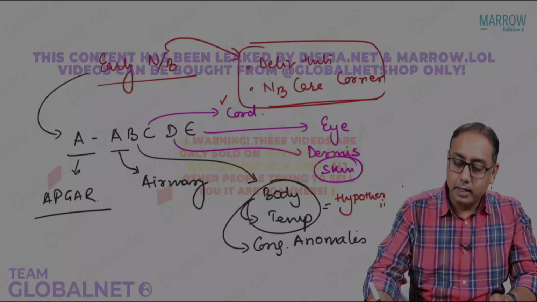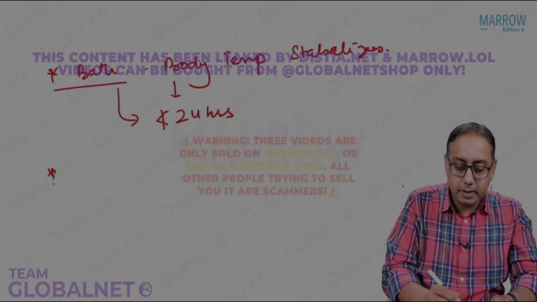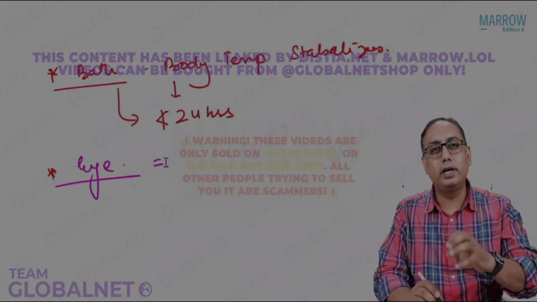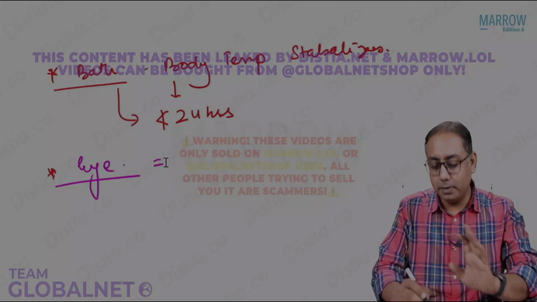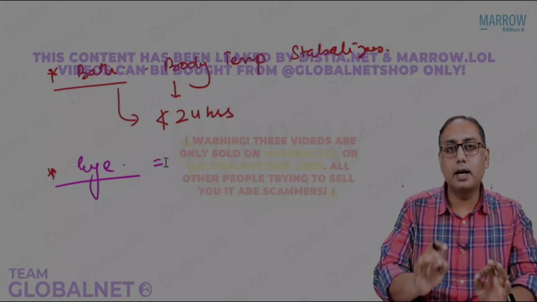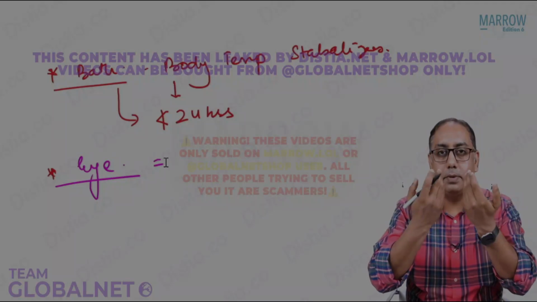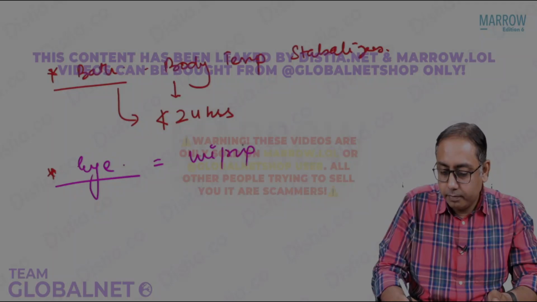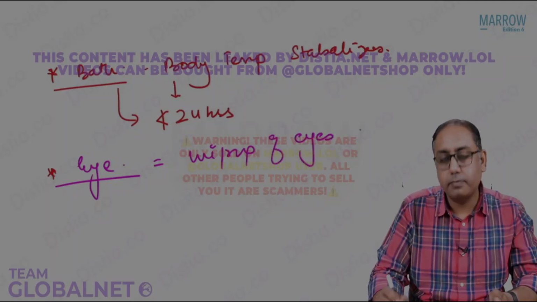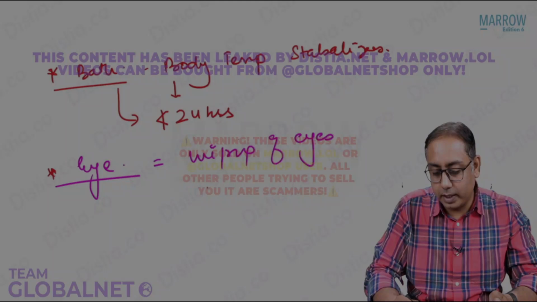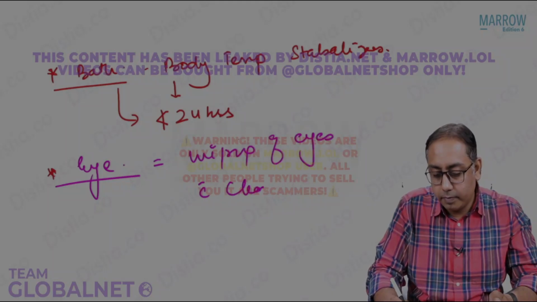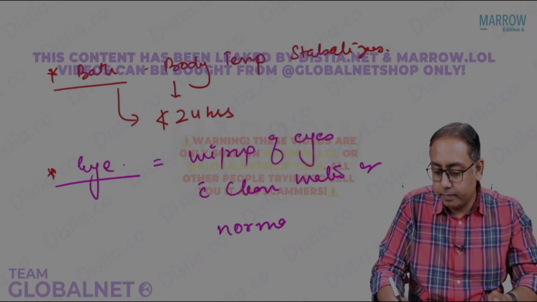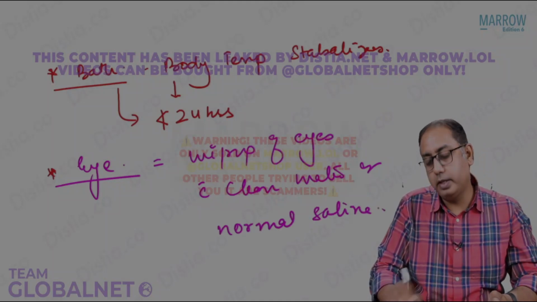Then is eye care. As far as the eye care is concerned, beta, just one MCQ. Earlier for eye care, we used to put silver nitrate and any ointment, something like that. Please note, the current guideline says that eyes need to be wiped simply from inside to outside. Simply wiping of eyes as the baby is born. Wiping of the eyes with clean water or normal saline is sufficient to clean the eyes.